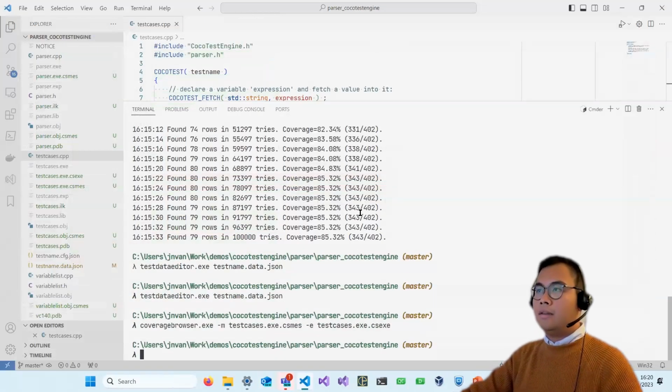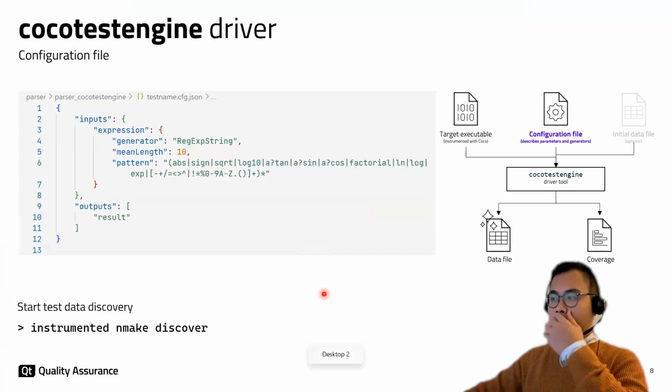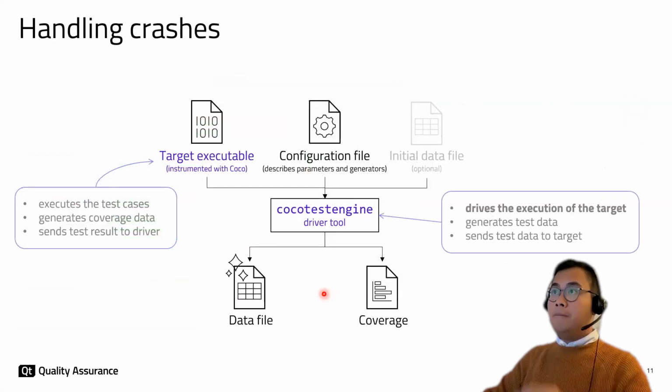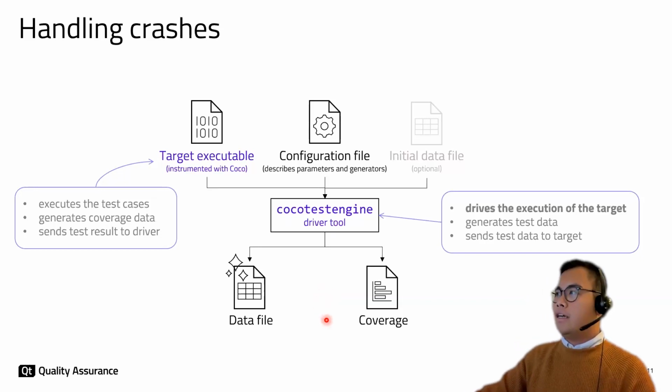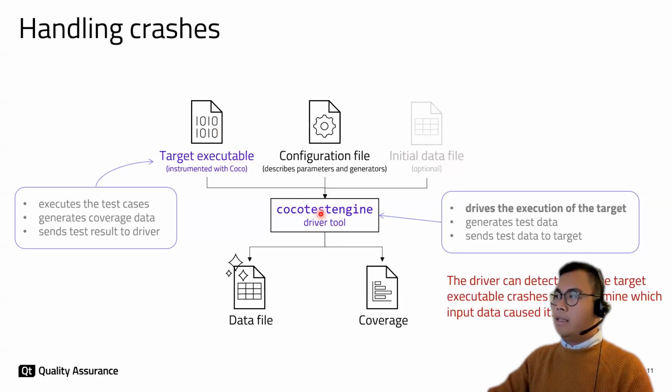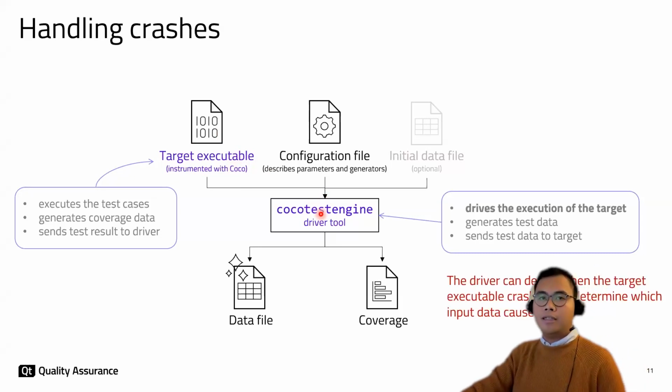Yeah, so that is Coco Test Engine and Test Data Editor. Another feature that the Coco Test Engine has is that, if you recall, the execution of the target is done by the driver. So they are two different processes. This means that the driver tool is able to detect when the target executable crashes. And it can also determine which input data caused it. So it's able to report to the user that this row of data caused a crash, and the user can, of course, check or debug their code and find out what caused the crash.